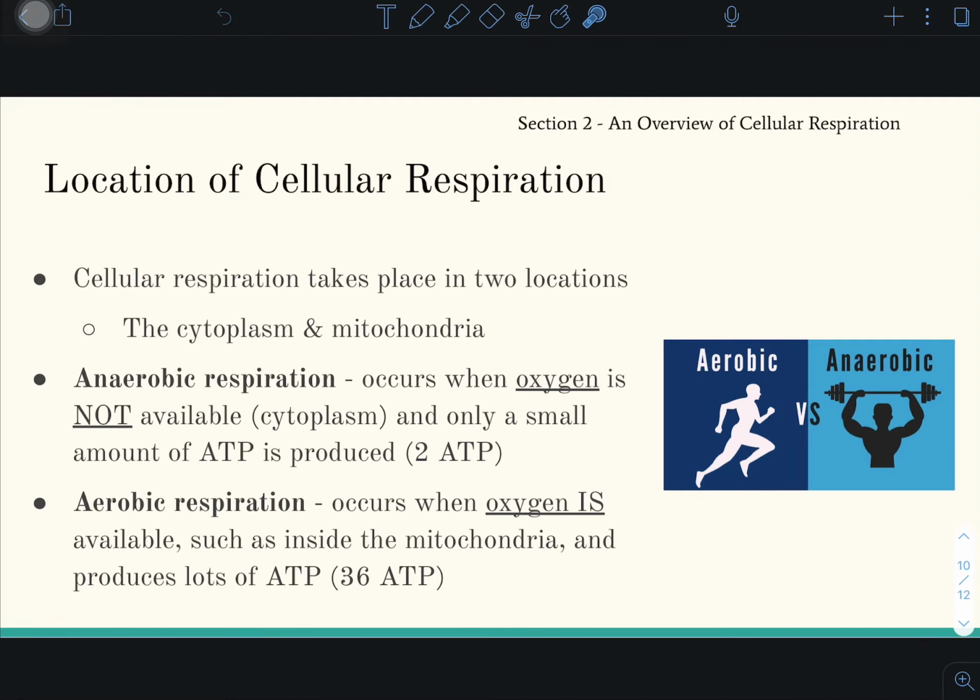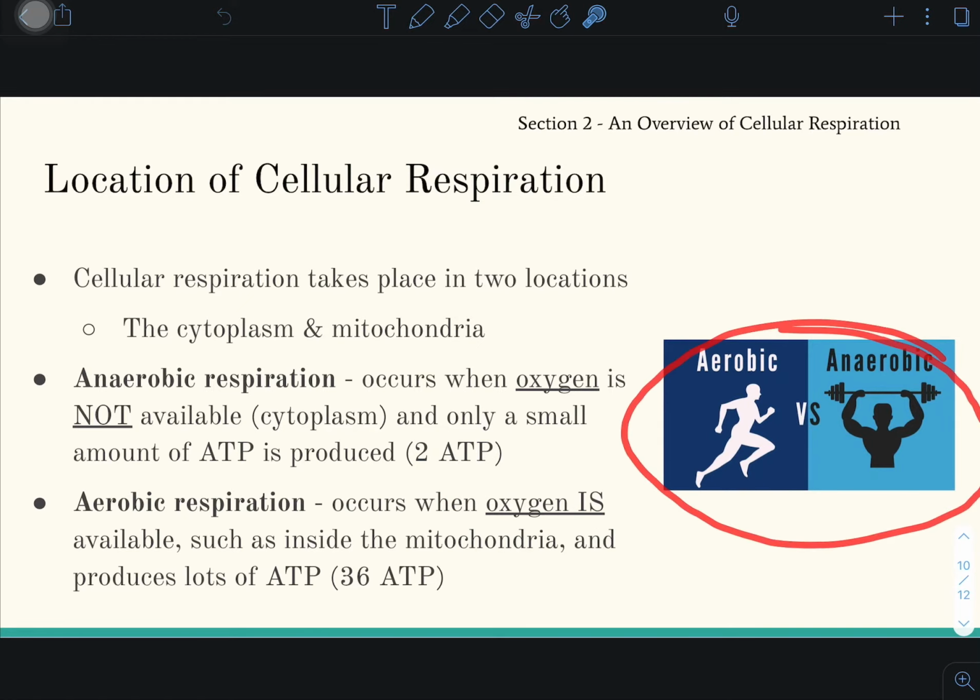So where does cellular respiration occur? It's really two locations. We often generically say in the mitochondria. However, a small portion of it does occur in the cytoplasm. There's two different types of cellular respiration. We tend to not focus on anaerobic respiration that much. We tend to focus more heavily on aerobic respiration, and that occurs when oxygen is present or is available.